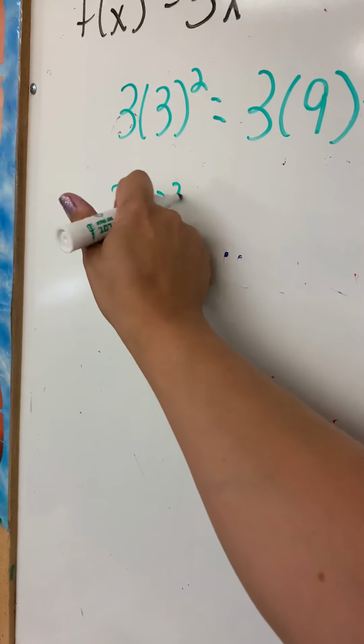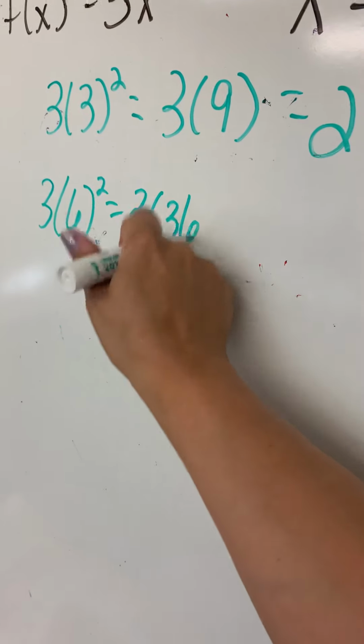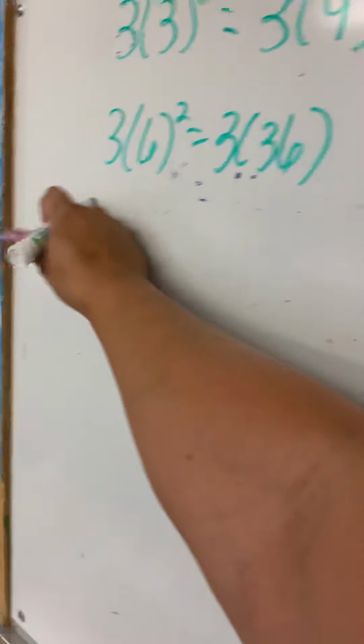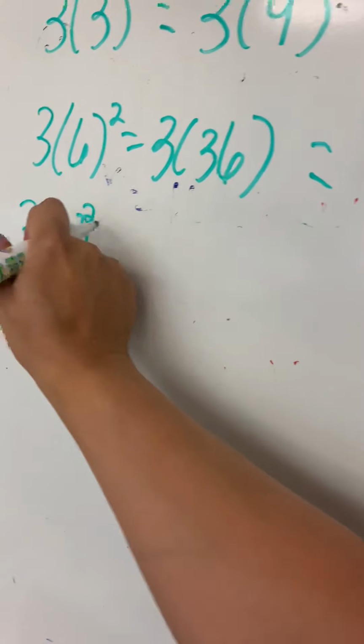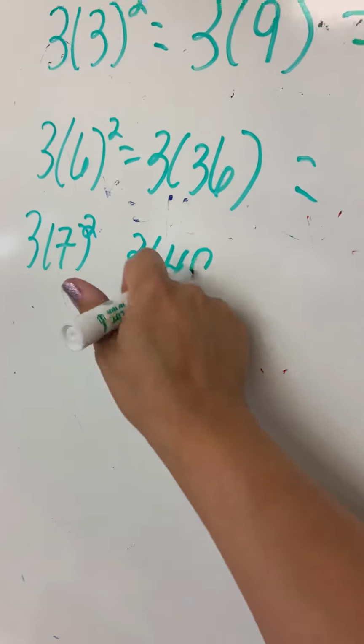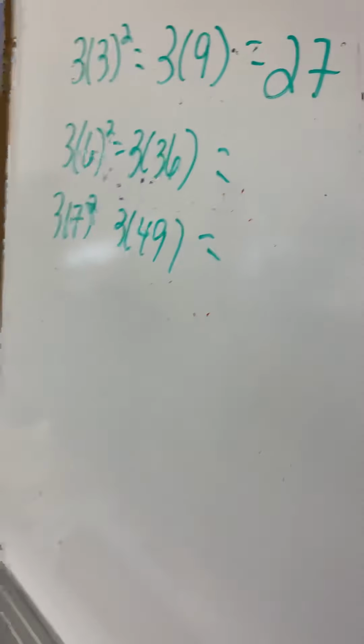Okay. The next one, plug 6 in. 3 times 6 squared, 3 times 36, so on and so forth. 3 times 7 squared, so it'll be 3 times 49. Okay, pretty straightforward. Pretty simple.